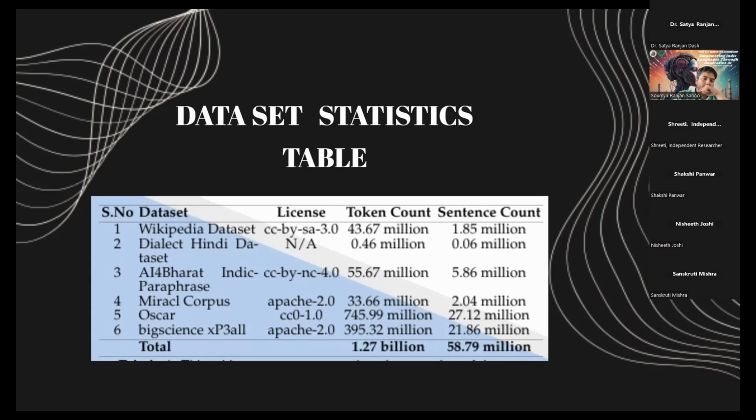It contains 395.32 million tokens, and that dataset is sourced from scientific literature, academic publications, and technical documents. So each dataset contributes unique linguistic content and thematic richness to the pre-training dataset for Hindi, with diverse linguistic and contextual variation.